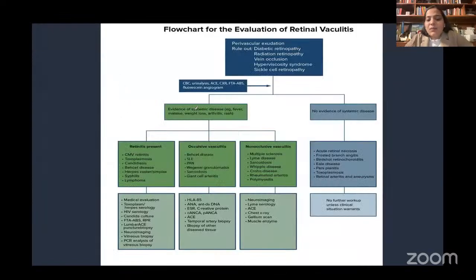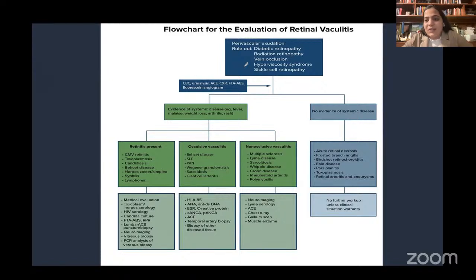This is a flowchart that I found in one of the articles. Even though this is not an Indian article, so not very much associated with our scenario, you won't see a lot of TB here. But a very easy way is that if you have a patient with vasculitis and there is some systemic disease with retinitis, you look for the viral causes.